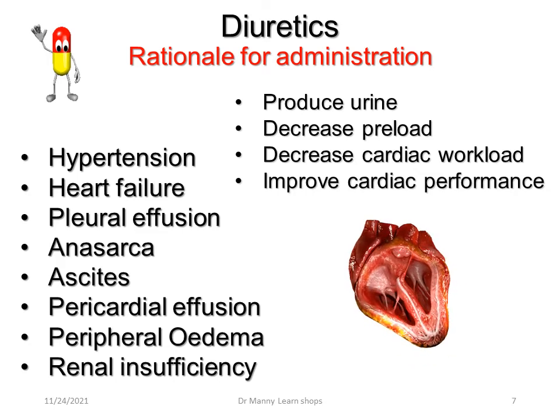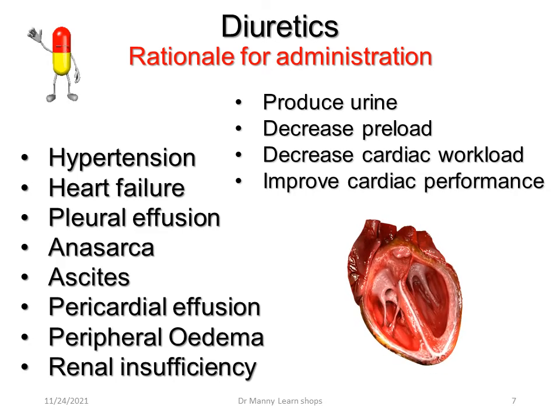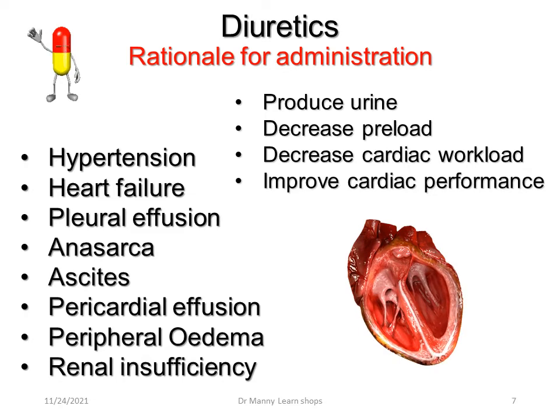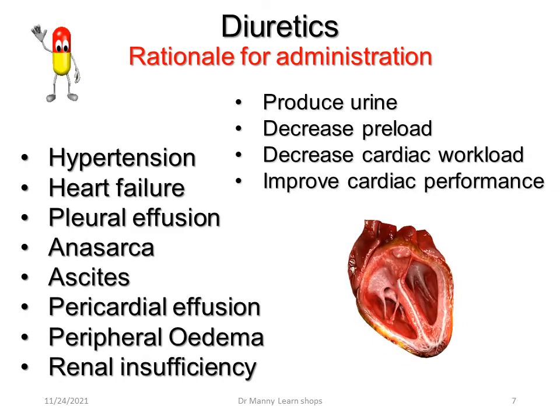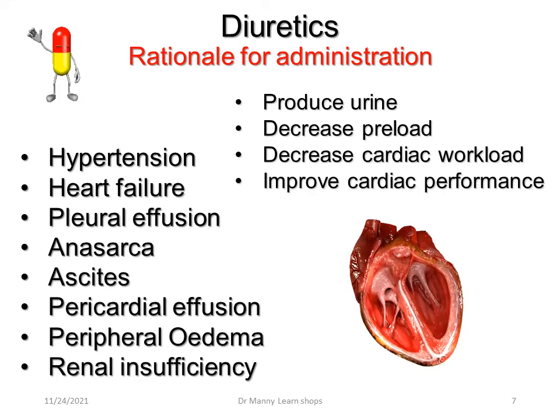So the rationale would be for people who are hypertensive, have heart failure, pleural effusions, or any effusions, anywhere. It could be cardiac as well. Peripheral edema, pericardial effusions, ascites, renal insufficiency, and anasarca, which is a form related to right heart failure.